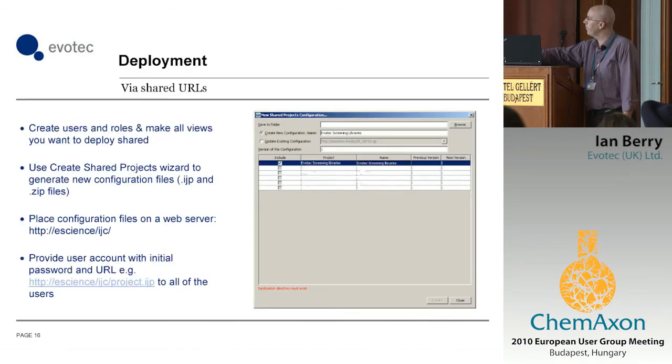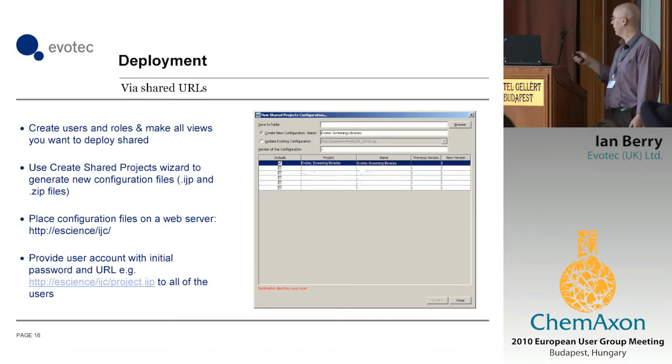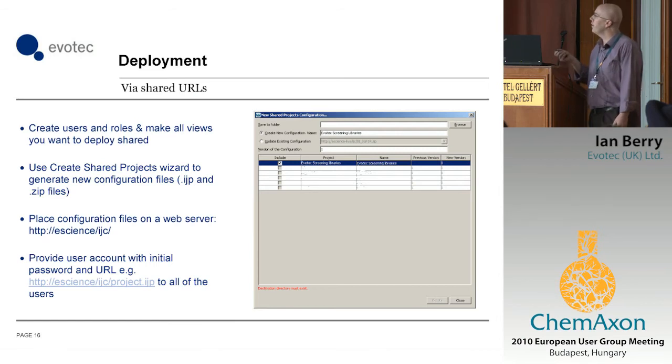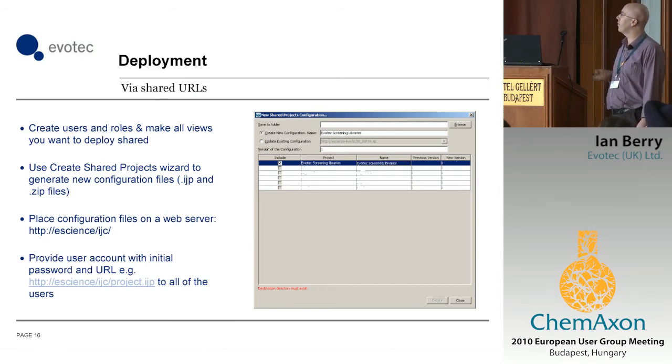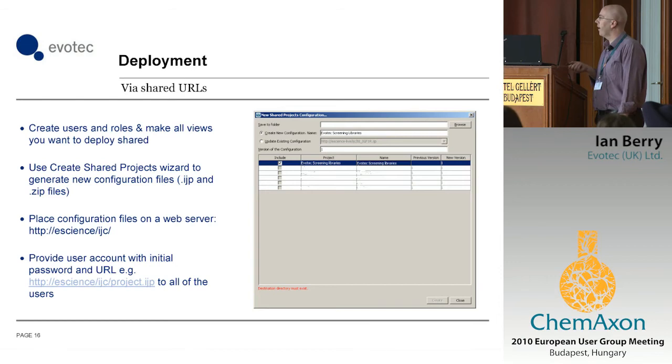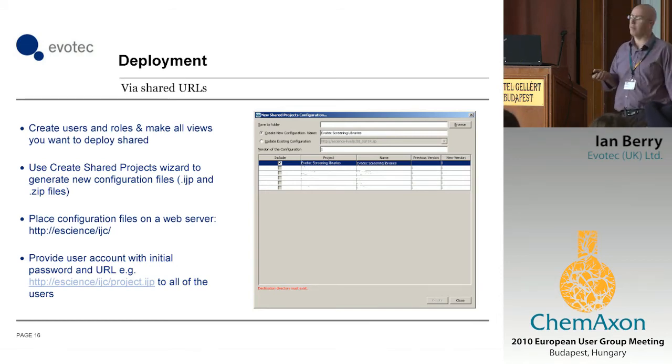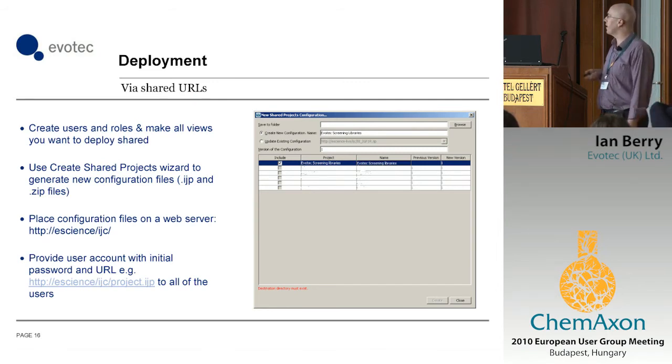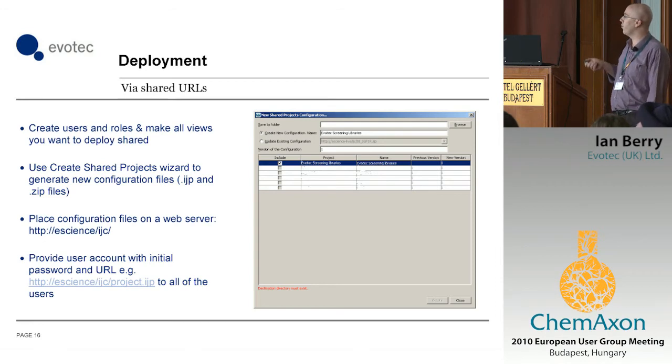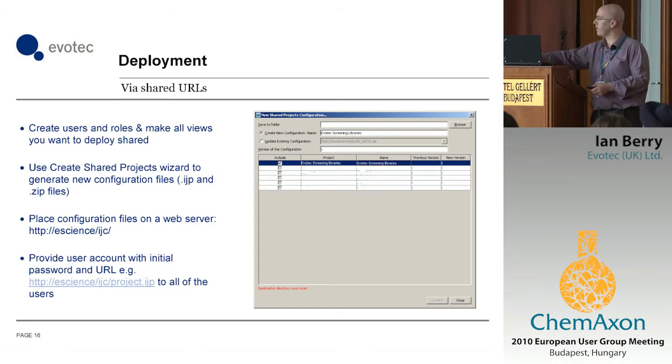Okay, so deployment. We're using shared URLs, so we give people access, for example, this is just for screening libraries. Give people access to the views you want them to be able to see, and then just share the configuration files through a normal website. We call ours eScience with IJC in it, and then they can load that project up into IJC, which is installed on every desktop. So they can always use it wherever they are and access what they need to do.